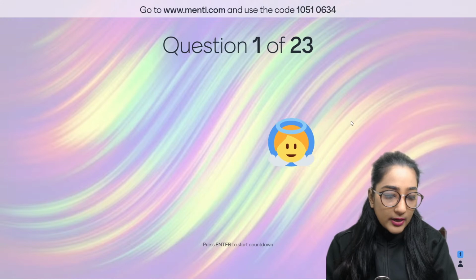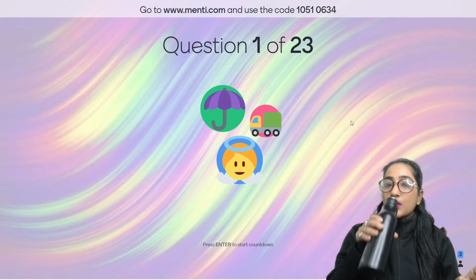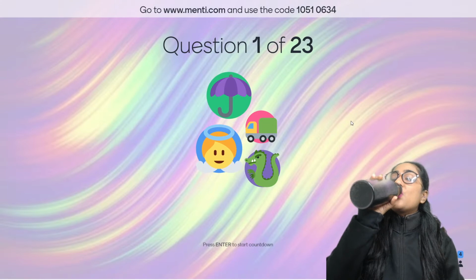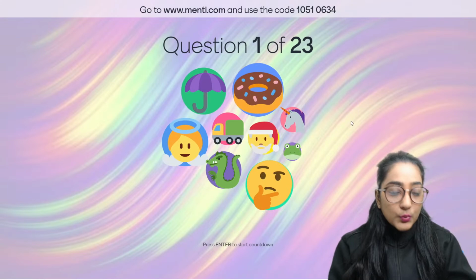All right, everyone, the code is right in front of you. Be as quick as you can. That's going to be good for you. We will have a lot of questions in front of us now. Yogita, you will have to open Menti, www.menti.com. It will ask you for a code there, which is 10510634. And then you are good to go. Join in.